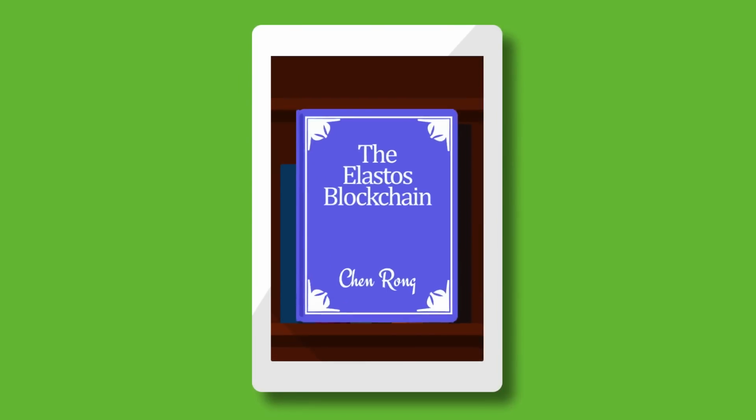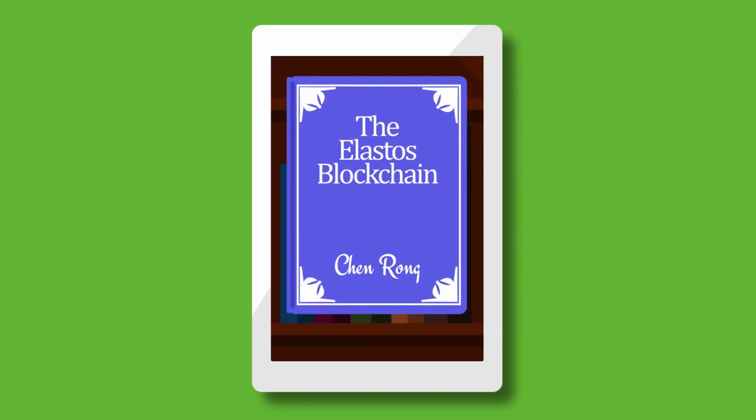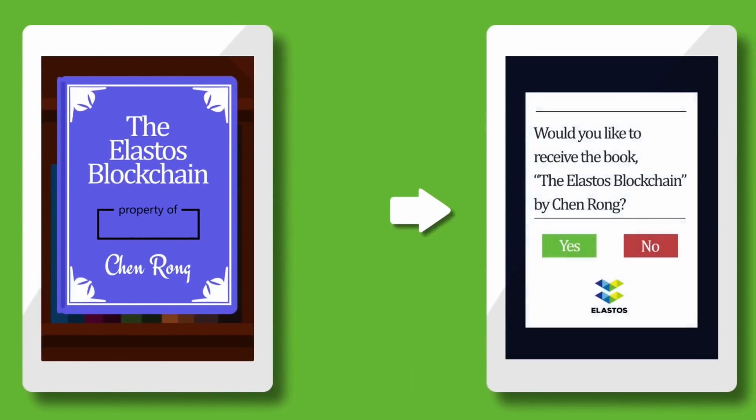Let's say you bought a digital book or movie. How would you know if you really own it? Could you sell it to a friend or perhaps a neighbor like you would with a DVD or a hardcover book? Well, Elastos has the answer to that.